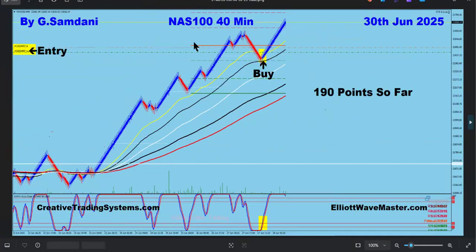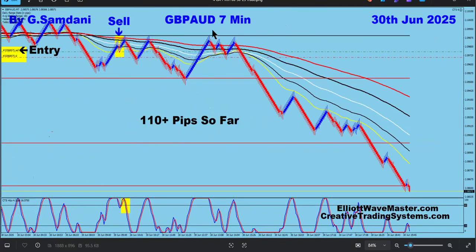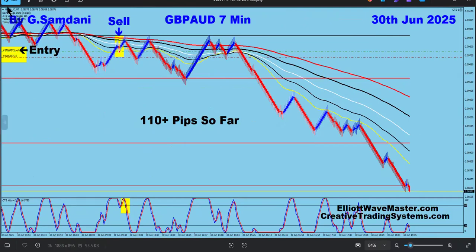All right, so this is what I said. Nasdaq 190 going to the upside. Pound Aussie, right? You can see here from the 7-minute chart, it's 110 pip from this entry and then it came down. And this chart probably because of this one. You see that? Not probably, definitely. So on the 29th, I made the chart that it's going to drop. And on the 30th, the next day, it started to drop and I got in and boom.